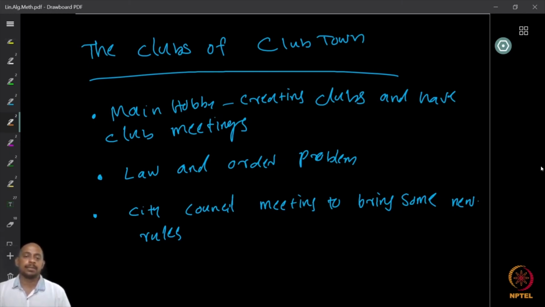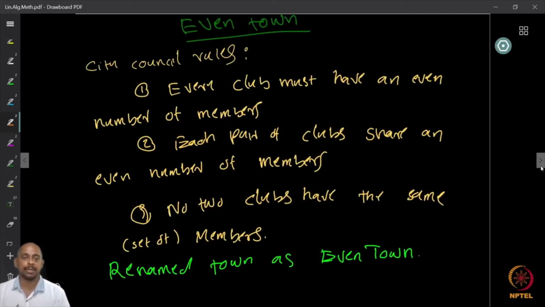So what the city council decided, they decided, okay, let us put in some new laws to do something about this, to reduce the problems with law and order. Right? So they sat together and discussed. We need to come up with some rules. So first they sat together, the city council. Somebody suggested, okay, here are some things that we can try to do. Right? We will say that every club must have an even number of members. Okay, so every club has an even number of members. And then any two clubs must share again an even number of members.